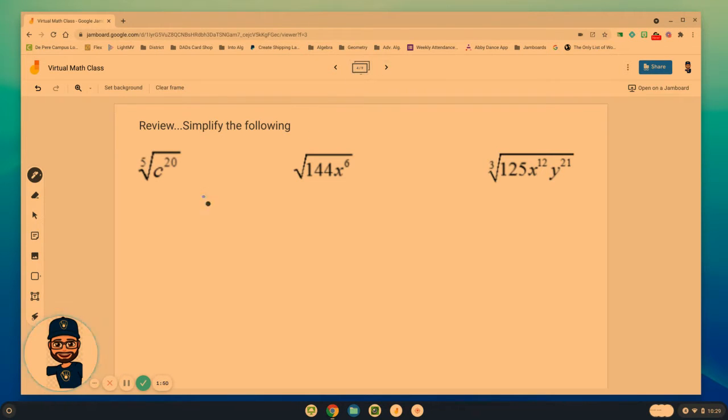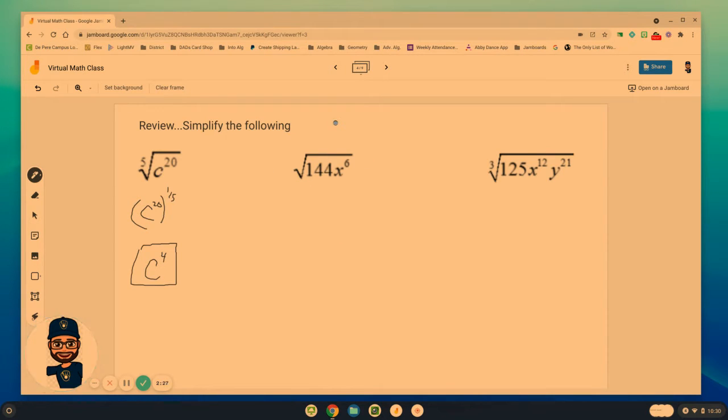Simplify the following. Try this first one, the 5th root of c to the 20th. Remember, this is also the same as saying c to the 20th to the 1/5 power. The 5th root is the same as saying the 1/5 power, which means the power to a power, the product rule, is to multiply 20 times 1/5, which is c to the 4th.